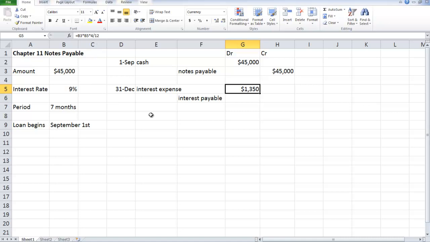So that is the amount of interest that is accrued, that the company owes the bank from September 1st to December 31st. Now, since the loan is not due, we don't need to pay this amount off until March 31st, which is the due date. So our last transaction is March 31st, which is the maturity date or the due date of the loan. So in this particular case, the notes payable gets paid off.